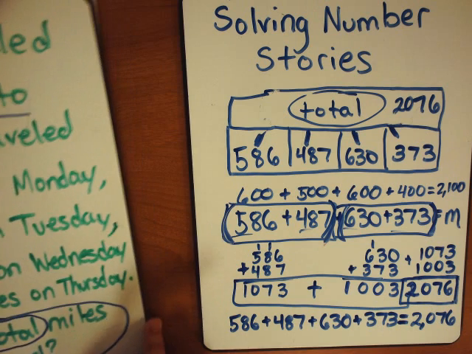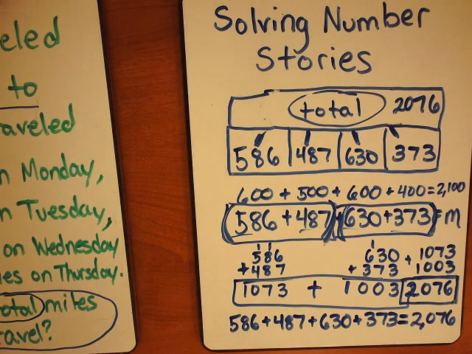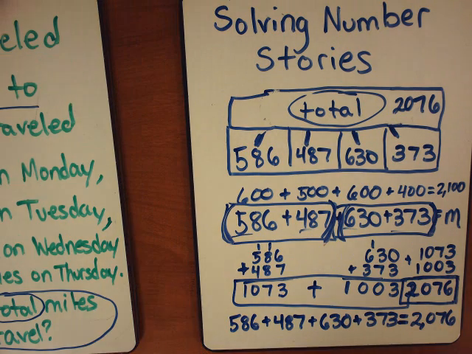So if I look back, how many total miles did he travel? What's my answer, friends? 2,076. Go ahead. Okay. So I'm going to show you one more. I'll give you just a couple more seconds to get that jotted down. I still see some pencils moving. Thumbs up, or raise your hand, if you still need more time.